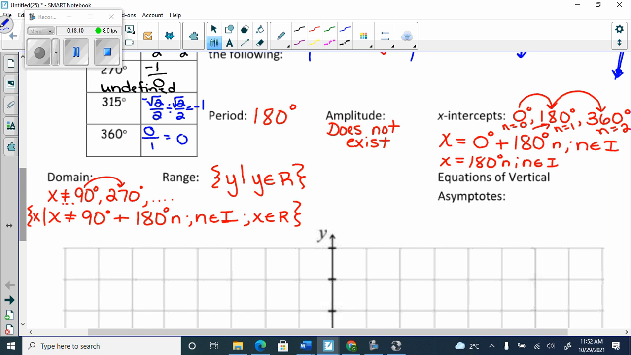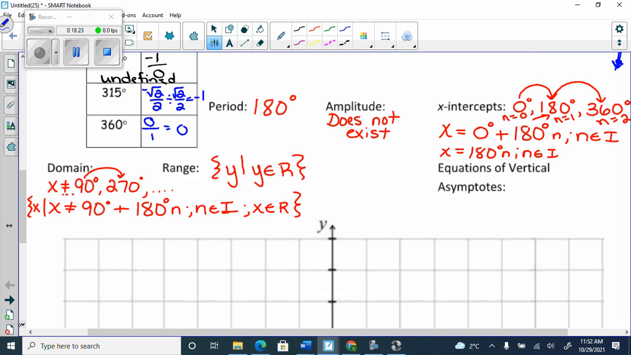What are the equations of my asymptotes? X equals 90, 270, right? Or I could write it as plus or minus 90. So it's just x equals instead of doesn't equal, which you would have in your domain, because it's the same thing. So it'd be 90, 270, actually negative 90, negative 270, but we would rather write that as x equals 90 degrees plus 180 degrees n, n an element of the integers.